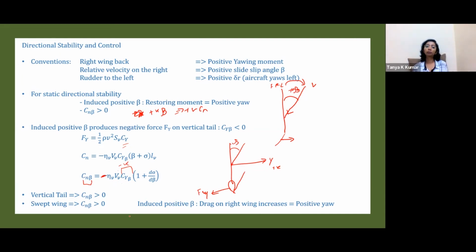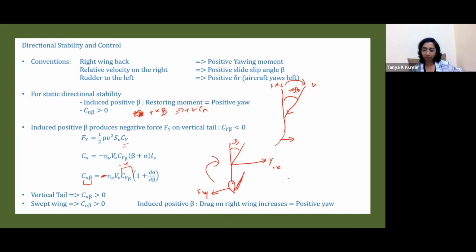Now what contributes towards positive Cn beta? The vertical tail and the swept wing. We know how the vertical tail contributes towards positive Cn beta. We saw that with an induced positive beta, it produces a restoring Cn moment.